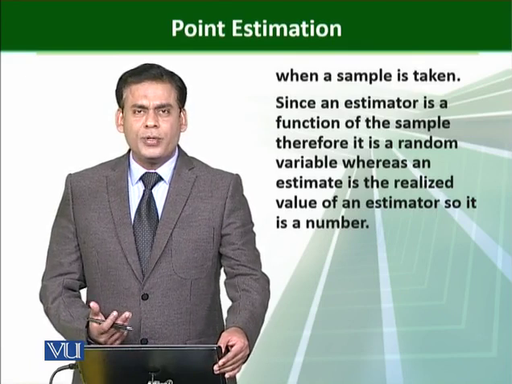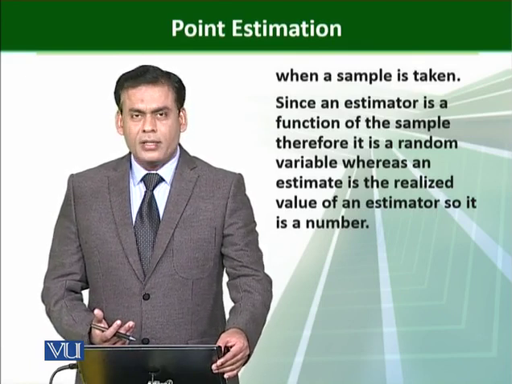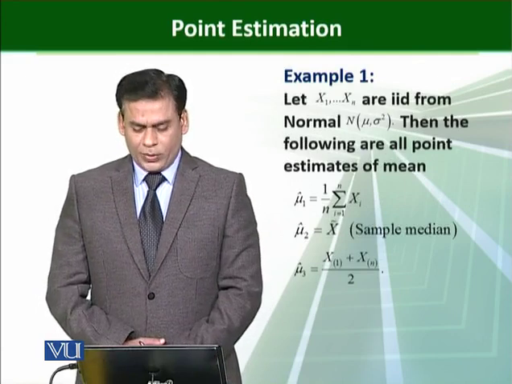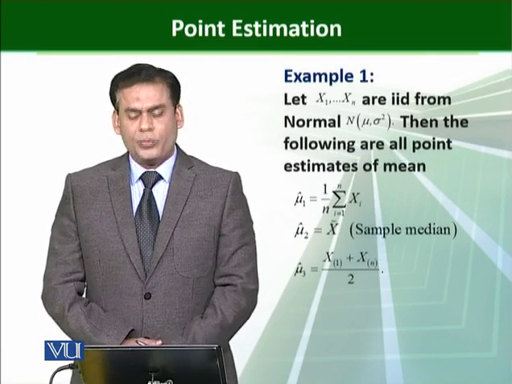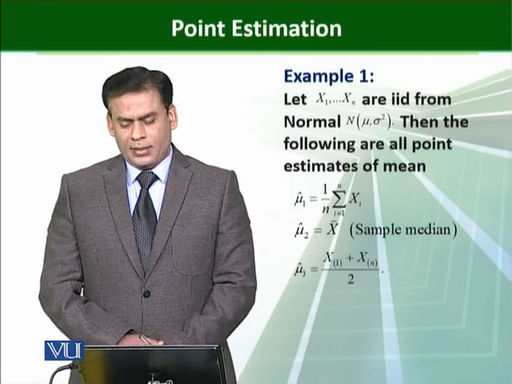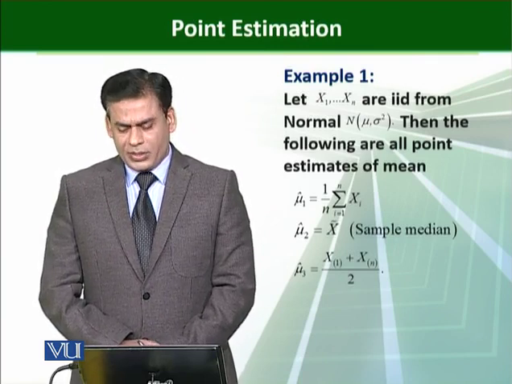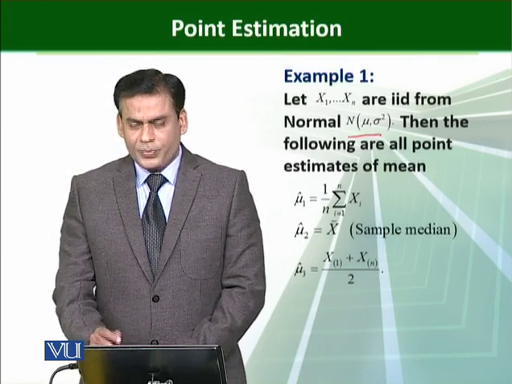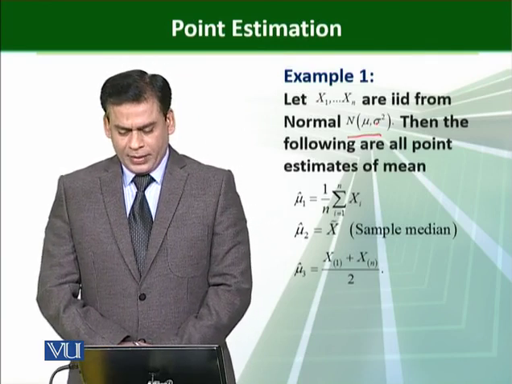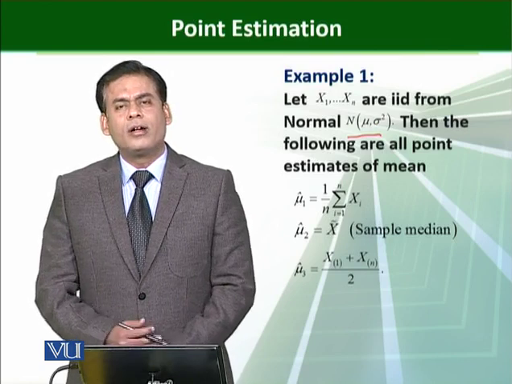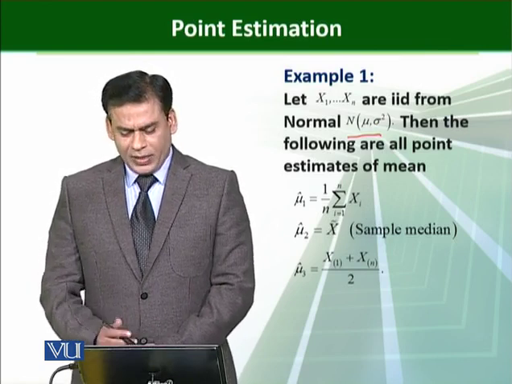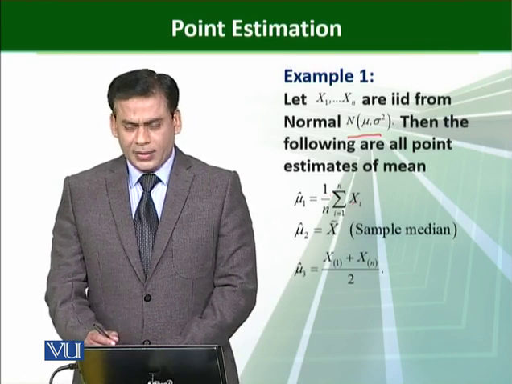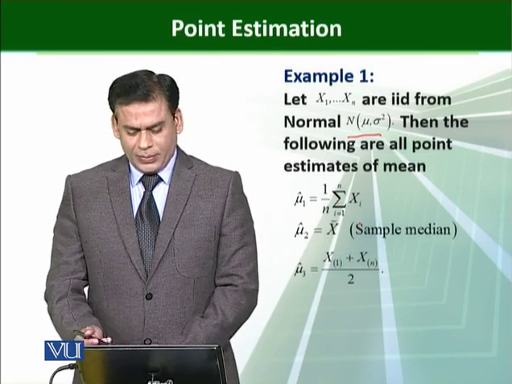To further elaborate the point estimate, we can see some examples. That is example number 1. Let x1, x2 up to xn be IID, independent identically distributed random variables from the normal population with mean mu and variance sigma square. Then the following are all called point estimators of the mean. Mu1, that is very well known, that is 1 over n, sum xi, that is the mean basically.